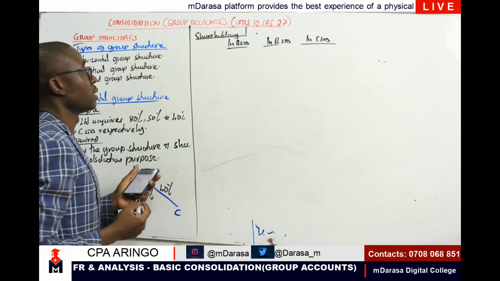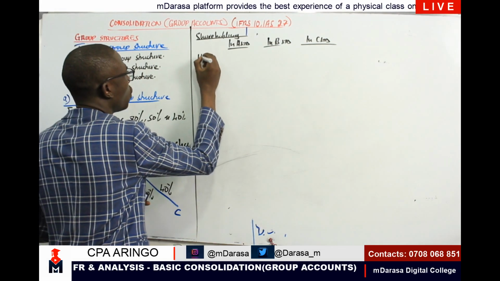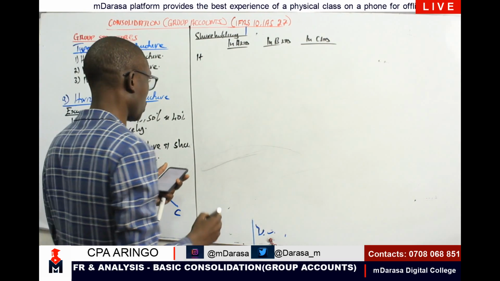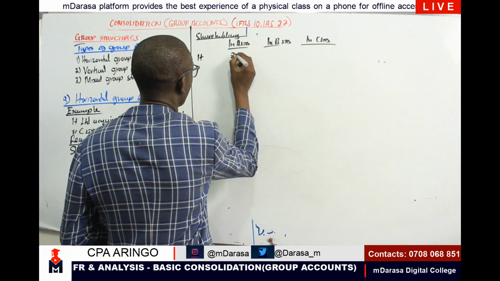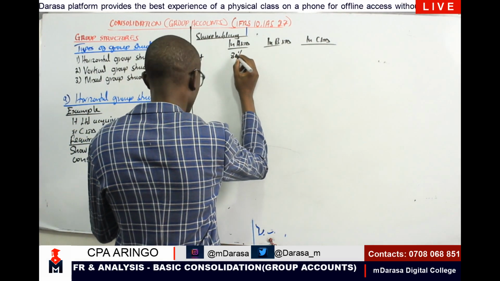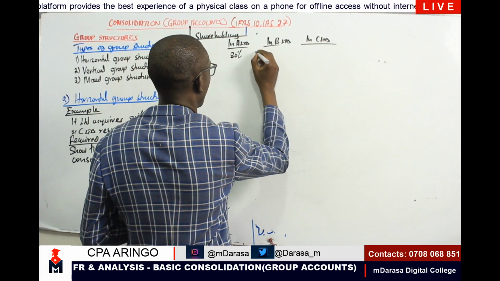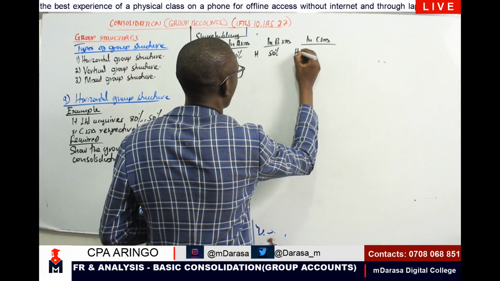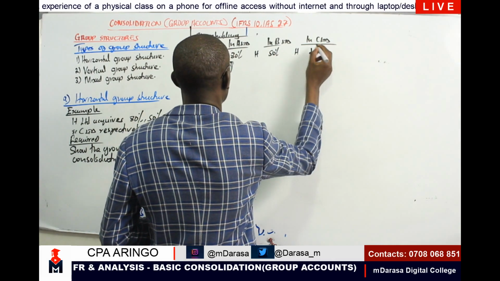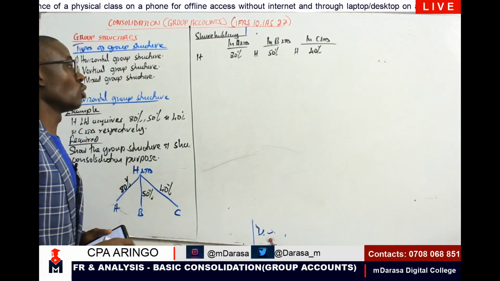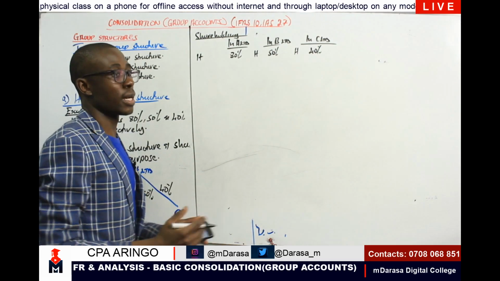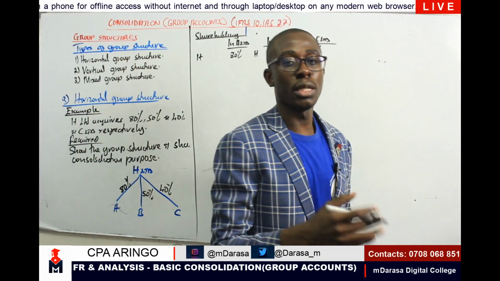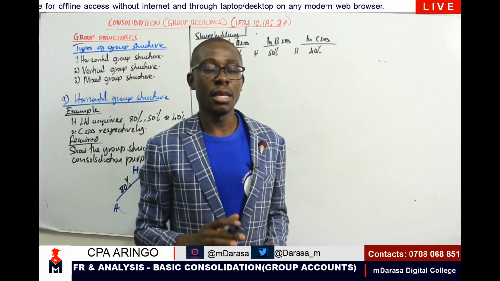Holding company, what do we own in A limited? Of course, you are talking of 80%. For B, in this case, H, we are owning 50%. And in C, H, we are owning 40%. But you'll find A, in this case, we can agree that A is a subsidiary. If you can recall what we did in our previous class, A is a subsidiary.